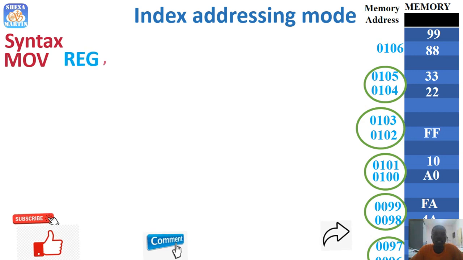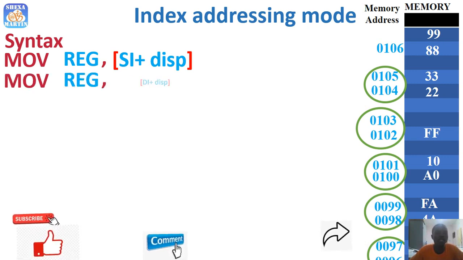Right, so here's the syntax for index addressing mode. I think we've talked about all this. It's only that we didn't use the term addressing mode. If we had talked about it, it would be very fast for somebody to understand this. So what we're saying is SI or DI are the registers to be used. But displacement is just a value which represents the number of steps to be moved from a starting address until we get to the value that is addressed. So here, let's say we have this, another syntax where we have DI.